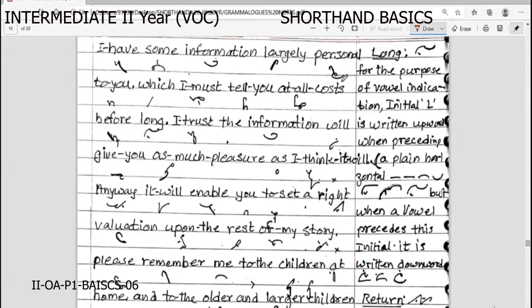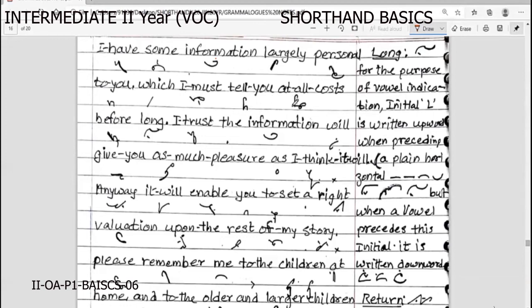Null means large initial hook. Both the circle S and the L hook should be shown clearly. Words null. To you. Which is written J on the line. Okay. I must. Tell you, tell and you.